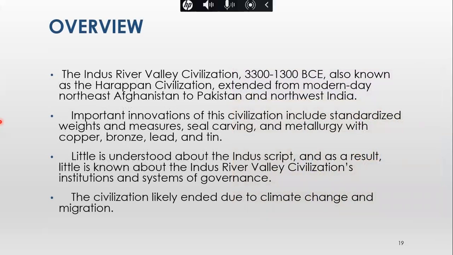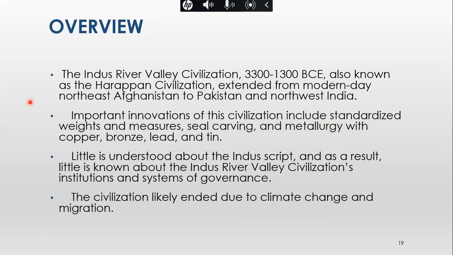Now let's go through the whole overview of chapter number 3, the Indus Valley Civilization. 3300 to 1300 BC, also known as the Harappan civilization, extended from modern-day northeast Afghanistan to Pakistan and northwest India. So this area is actually covered by the Indus Valley civilization. Important innovations of this civilization include standardized weights and measures, seal carvings, and metallurgy with copper, bronze, lead, and tin. Little is understood about the Indus script, and as a result, little is known about the Indus Valley civilization's institutions and system of governance.